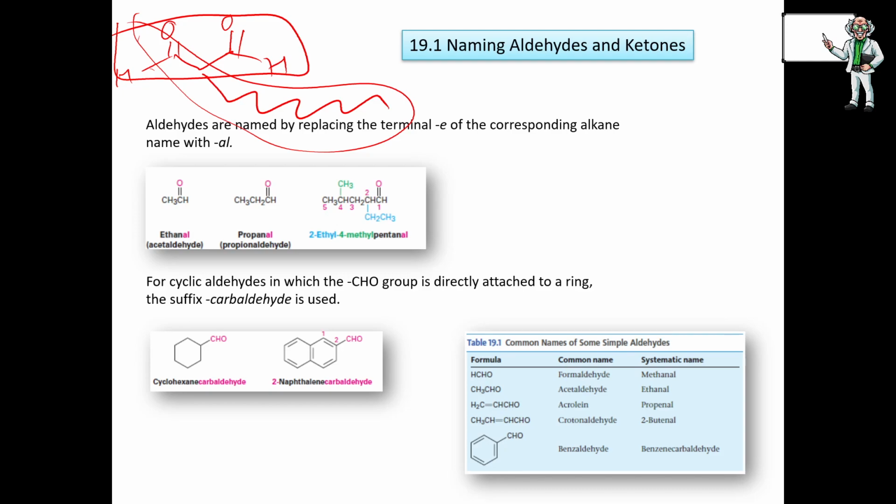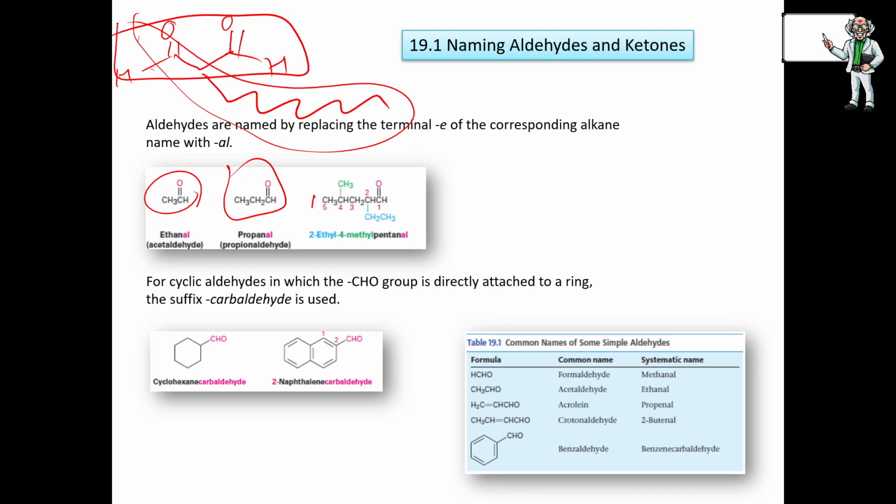That means if we have a hydroxyl group, for example, the aldehyde will be the major group, the main functional group. For example, here we have some compounds. This is a 2-carbon major chain, that means it will be ethane, and then we put al: ethanal. Here we have 3 carbons, it will be propanal.